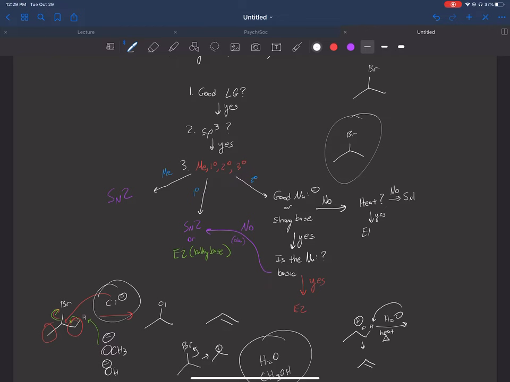Something like tert-butoxide, right? Tert-butoxide is a bad nucleophile, right? But it meets the criteria that it's a strong base. It's got that O minus. So we'd say yes, and then it's asking, is the nucleophile basic? Right, we said that it's basic. So E2 again. All right. So that covers the secondary.